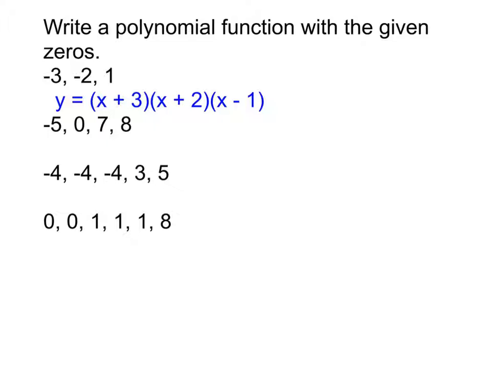All right, for the next one there, we have -5. Okay, that's going to be x plus 5, but 0. If we want one of the zeros to be 0, what do we plug in? What's in our equation? Yep, it's just an x. You might be tempted to say like x plus 0 or x minus 0, but we don't need to do that because that just equals x.